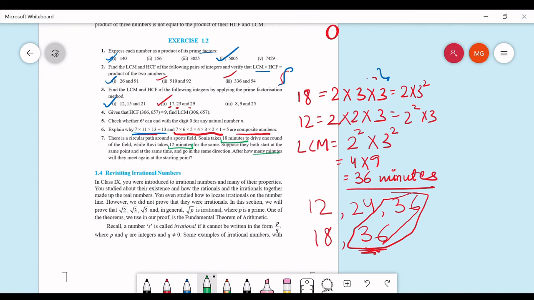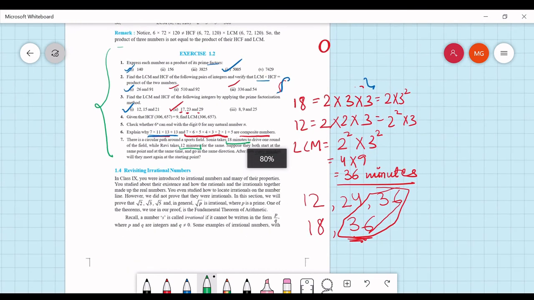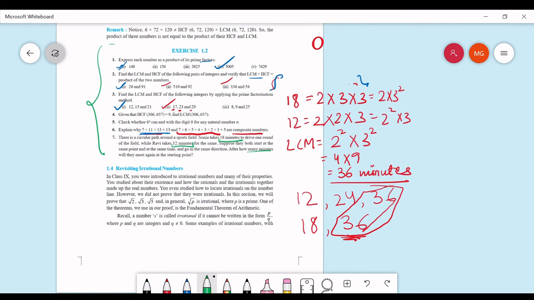So this is your task for now. Complete this exercise, click a picture of it and send it to me so that I can cross verify how many of you are doing it genuinely, right?